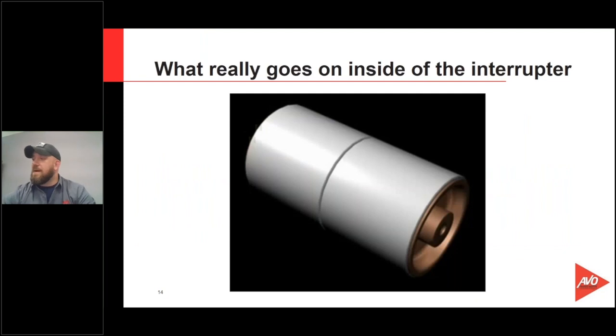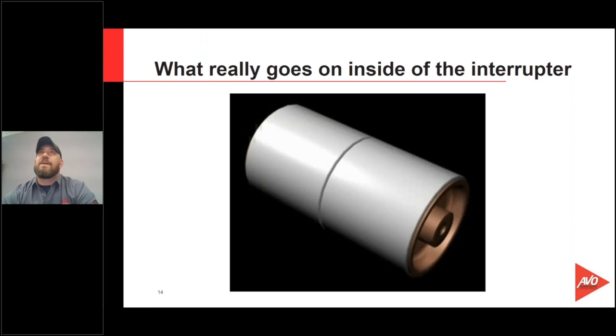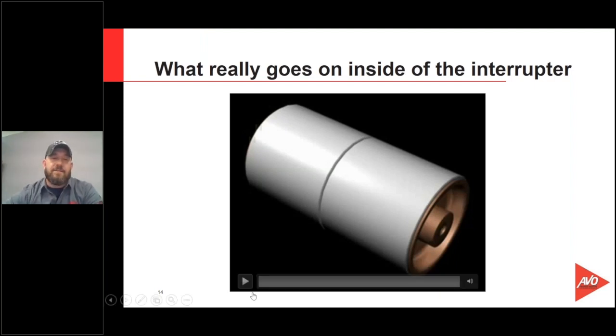So this is a good little video to give you an idea about what's going on inside of a bottle. Remember what we talked about regarding the opening of the fixed or movable contact and the release of those metallic ions. You'll see the metal vapor condensing shield in here working, and you'll see that explosion with these contacts.